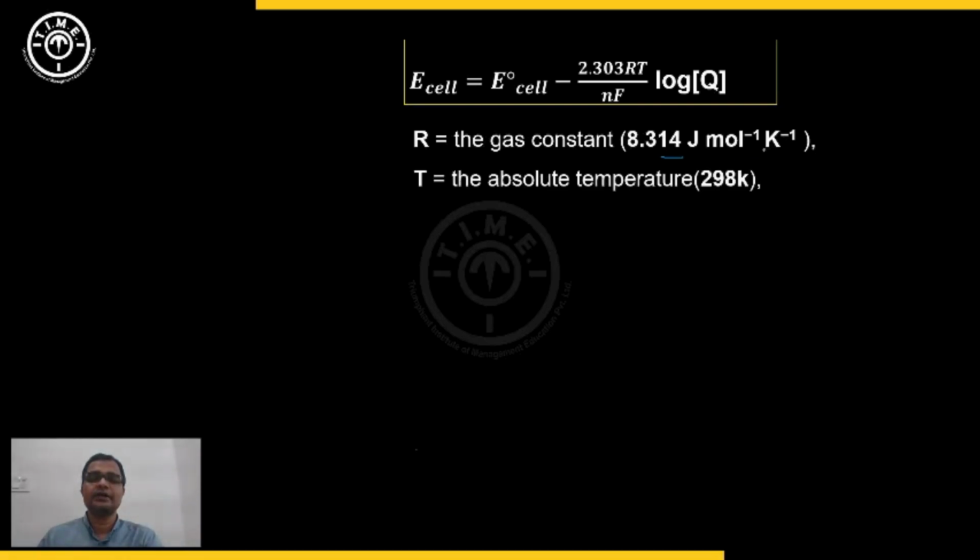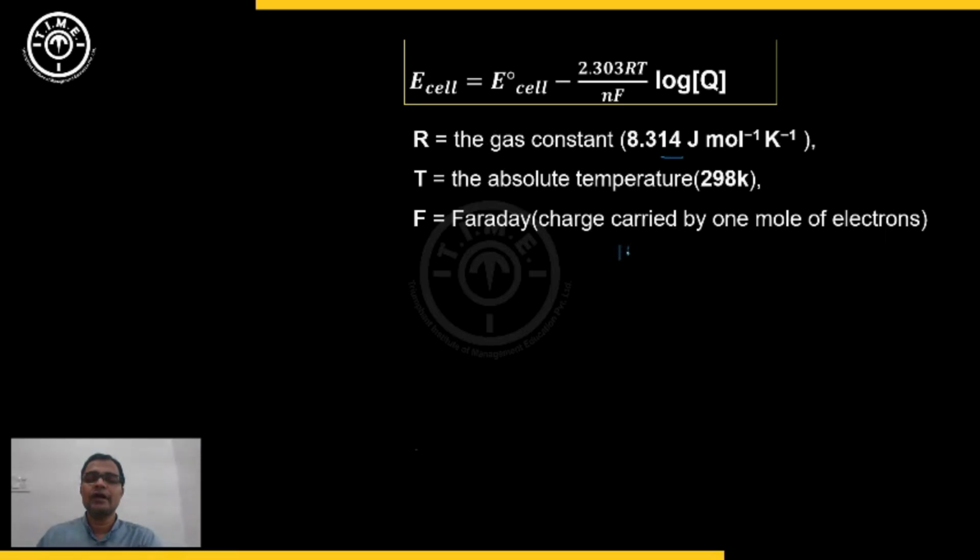Now we should know some other terms in the Nernst equation. R is called the gas constant. The value is 8.314 joules per mole per Kelvin. T is the absolute temperature, at 298 Kelvin, and F is the Faraday. What is Faraday? Charge carried by 1 mole of electrons. 1 Faraday is equal to the charge of 1 mole of electrons.